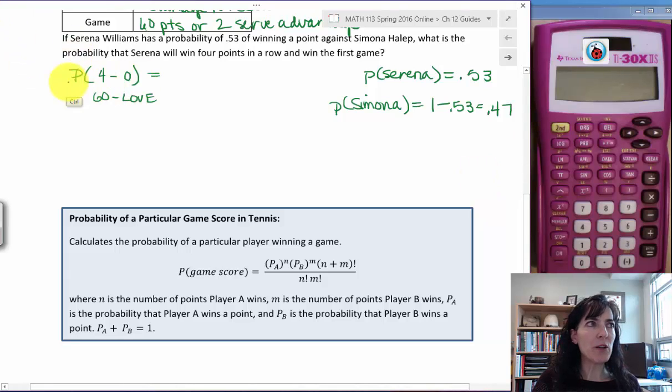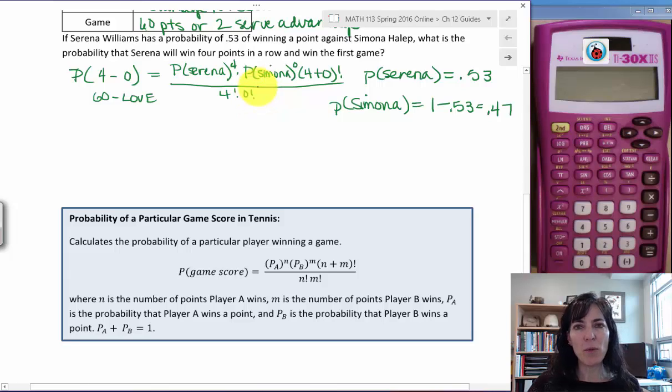So back to the players, the probability of the score being 4-0 or 60 love is going to be the probability for Serena raised to 4, because that's how many points we're hoping she makes, 4 points in a row, times the probability for Simona, and we are thinking will make no points, and then we'll do 4 plus 0 factorial. Take all of that over 4 factorial times 0 factorial. And if you remember from when we did factorials, 0 factorial is 1.